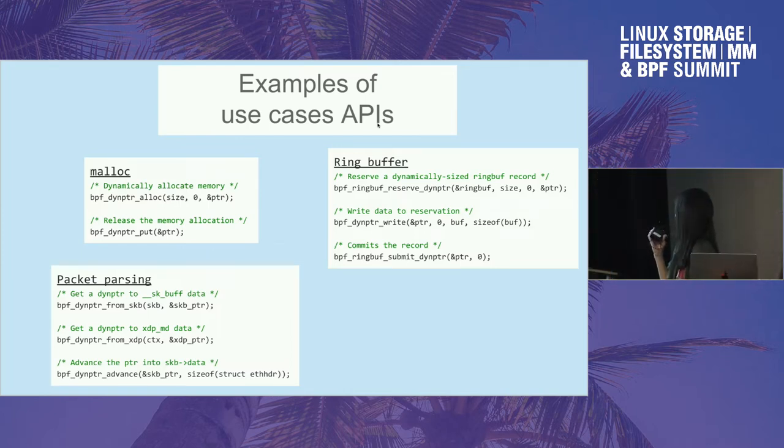And then for ring buffer, it's very similar to the current ring buffer APIs we have, which is ring buff reserve, then pointer, ring buff submit, then pointer. The same underlying idea behind ring buffer follows: whenever you reserve a certain record, you always need to call submit or discard on it, like what you currently do with ring buffers. And with packet parsing, you're able to get a dynptr into that specific XDP or skbuff data and then iterate through it like an iterator.